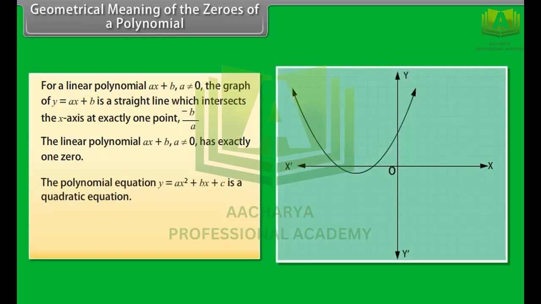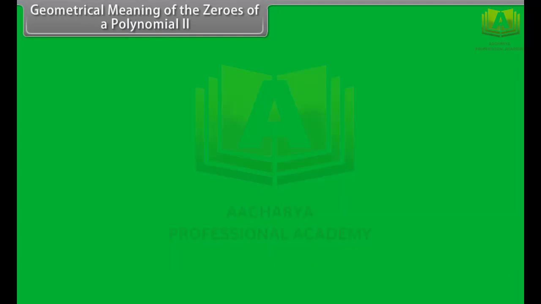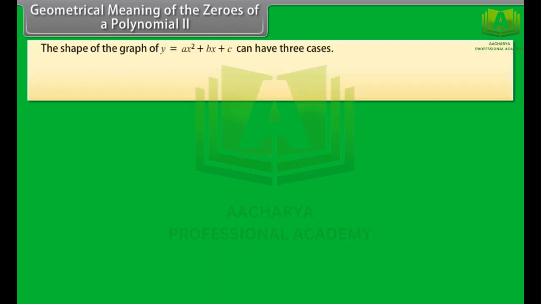The polynomial equation y = ax² + bx + c is a quadratic equation. The graph of a quadratic equation is a parabolic curve. Geometrical meaning of the zeros of a polynomial 2. The shape of the graph of y = ax² + bx + c can have 3 cases. Let's discuss them one by one.